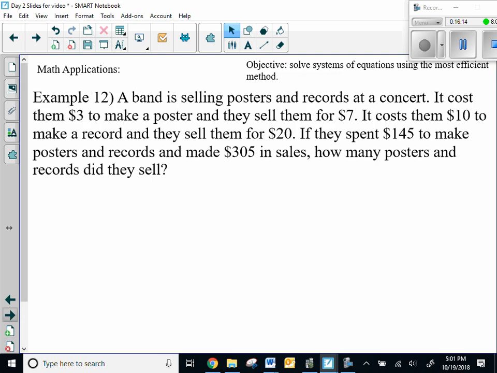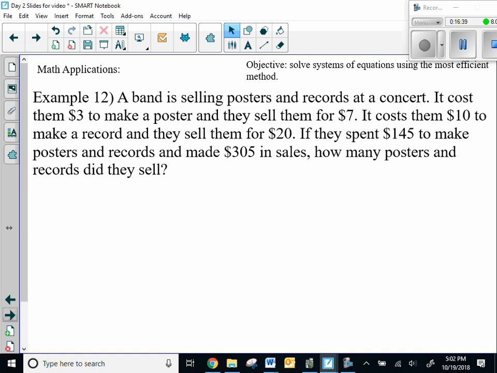So a band is selling posters and records at a concert. It costs them $3 to make a poster. They sell them for $7. It costs them $10 to make a record. They sell them for $20. If they spent $145 to make posters and records and made $305 in sales, how many posters and records did they sell?